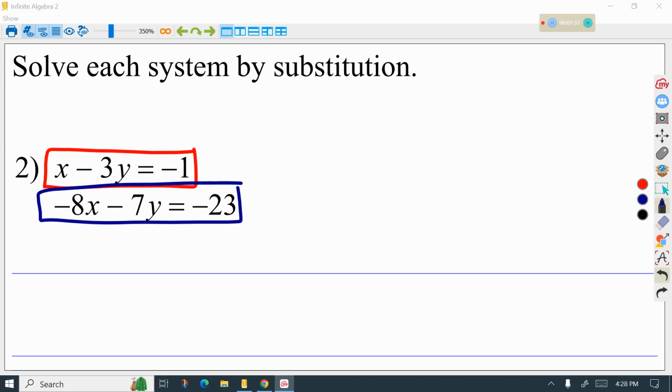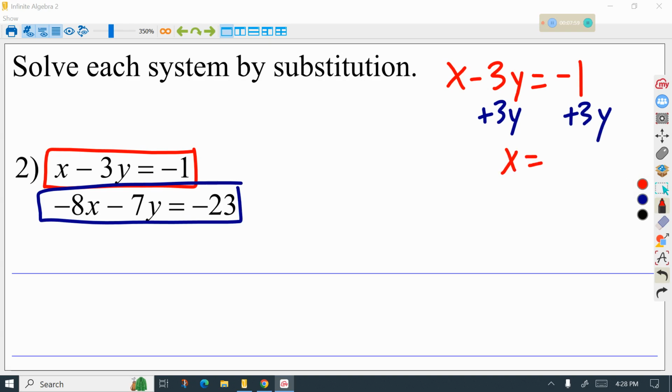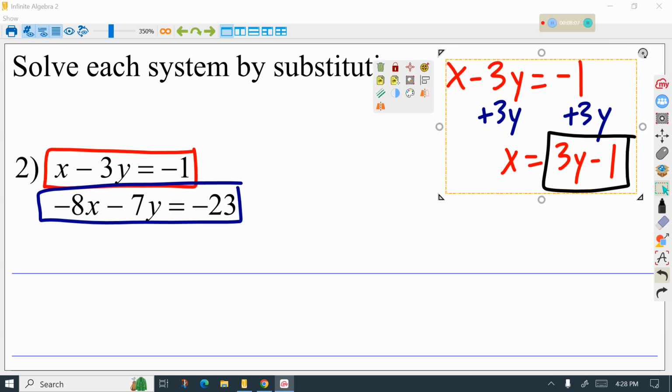Okay, so which one should I do to isolate the variable? Again, we're at step 1, isolate the variable. We learned that it would be best to use the red one here because we have a coefficient of 1. So what I want to do is isolate the x, so that means I want to move the 3y to the other side so that we can see the x by itself. So by doing that, we now get 3y minus 1. Okay, we'll put that in the box, and we'll come back to use that in step 2 and step 3.